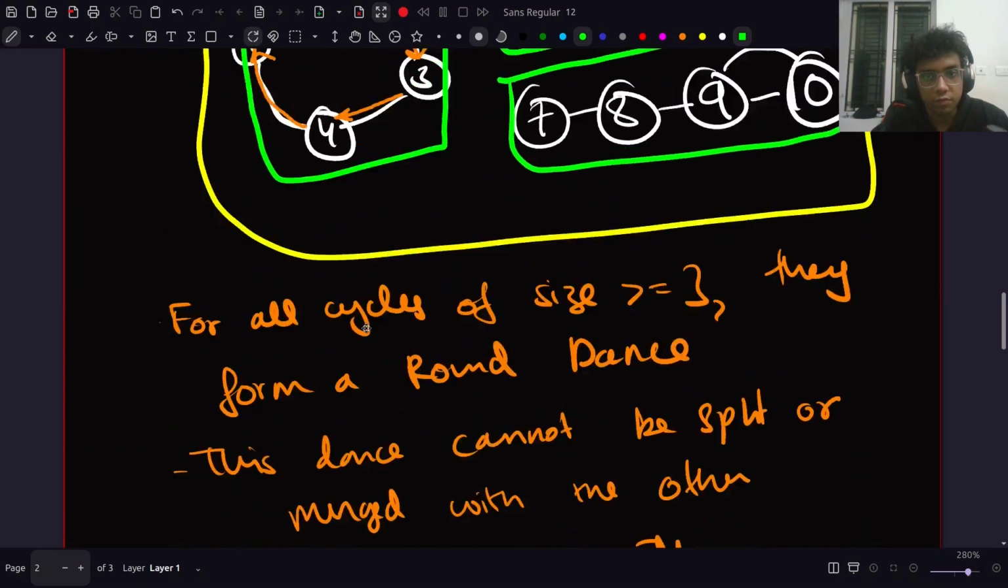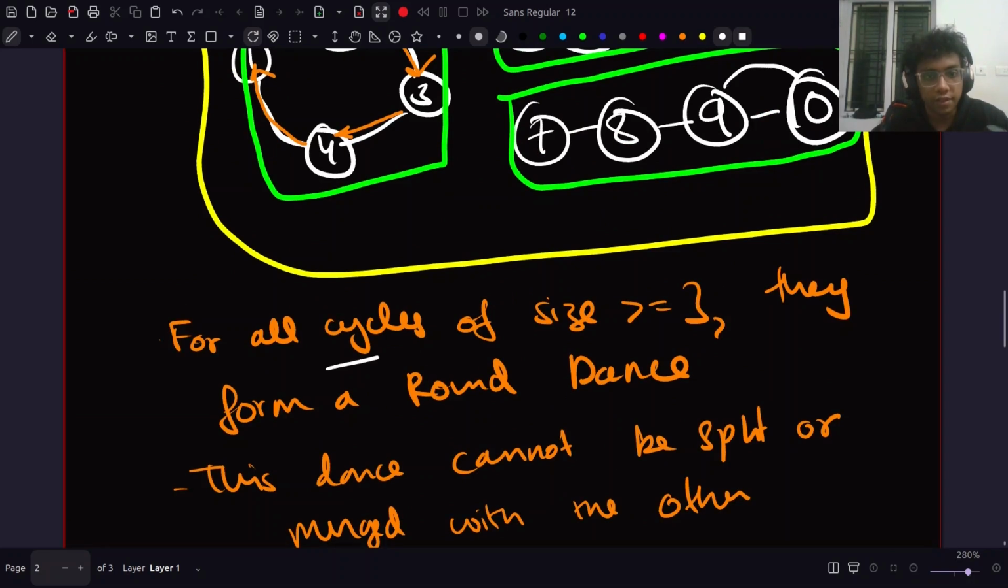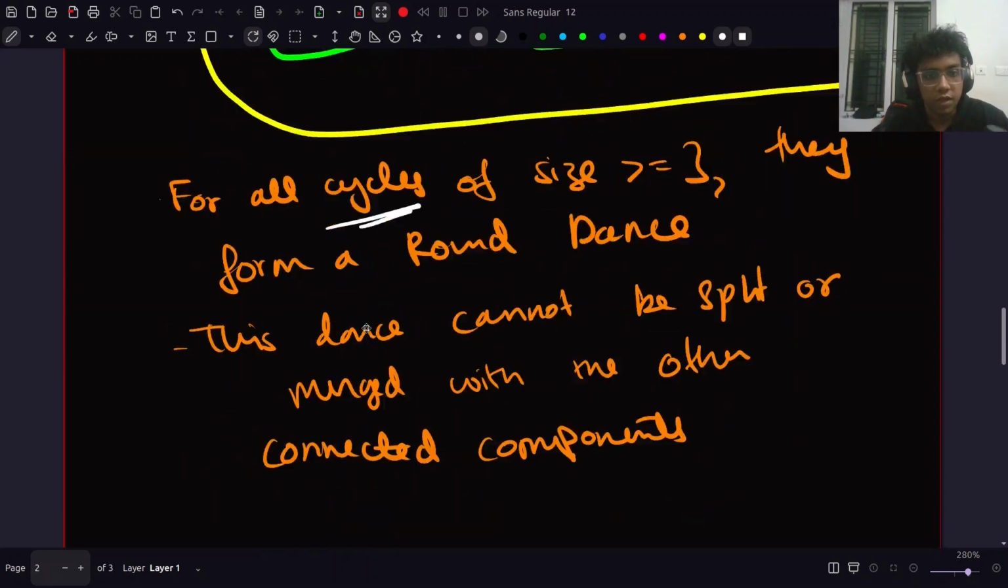What else can we observe? What about the other two? Let's say we have a connected component like this, 5 and 6, right? So let us call these cycles. The ones which we can't merge are called cycles.